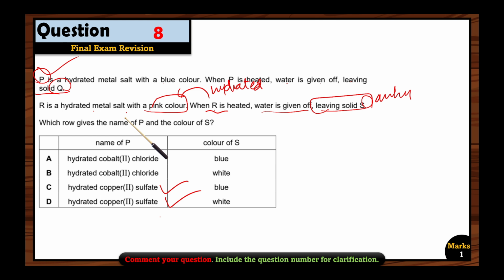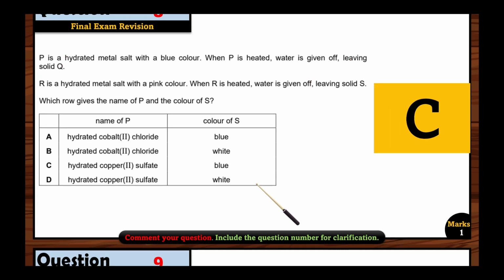And when you heat it, the water will be evaporated and the color of the anhydrous cobalt chloride will be now blue. Okay. So anhydrous cobalt chloride will be blue in color. So blue is the right option. So that's why option C is the correct option.